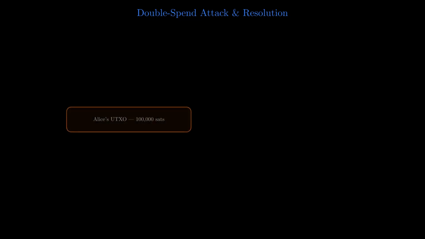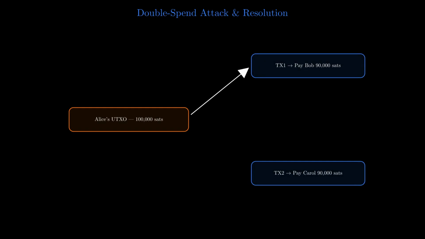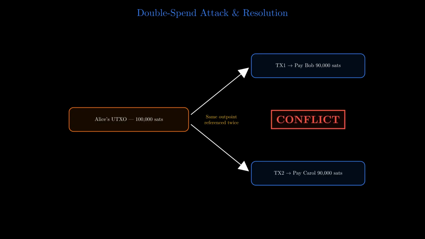Now Alice tries to cheat. She creates 2 transactions. Transaction 1 pays Bob 90,000 satoshis. Transaction 2 pays Carol 90,000 satoshis. Both inputs reference the same outpoint. Both point to Alice's single previous output of 100,000 satoshis. These are conflicting transactions. 2 or more transactions that attempt to spend the same output. Alice is trying to spend the same coins twice. This is the double spend problem, the fundamental threat to any digital currency.